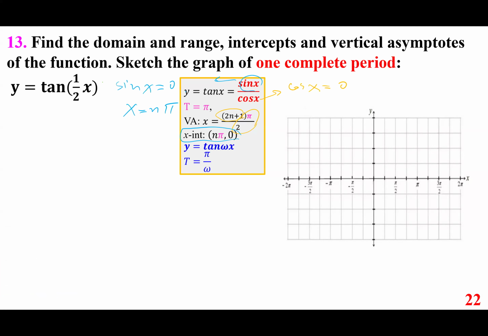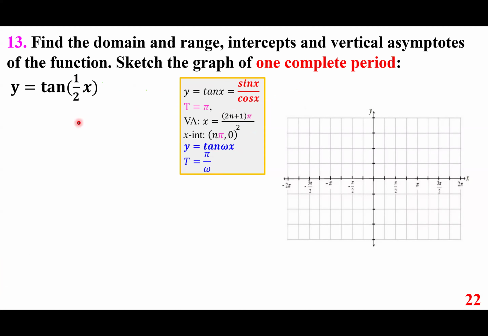So when y equals tan of ax, or omega x, or however you want to write that, the period would be pi divided by omega. Similar to what we have seen for sine and cosine.